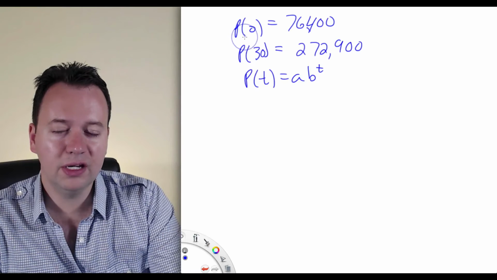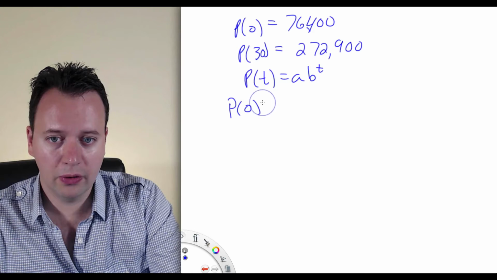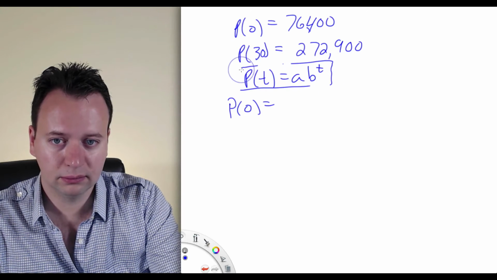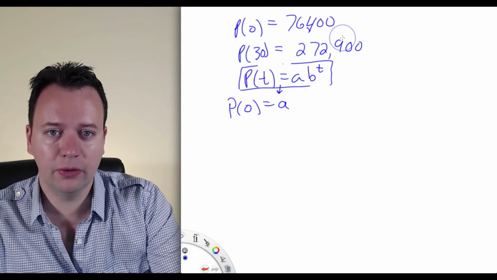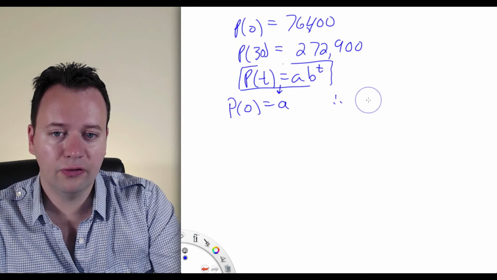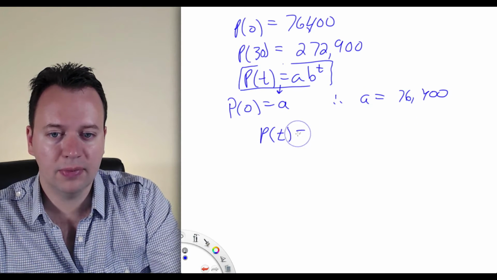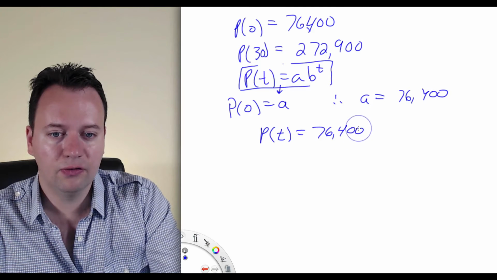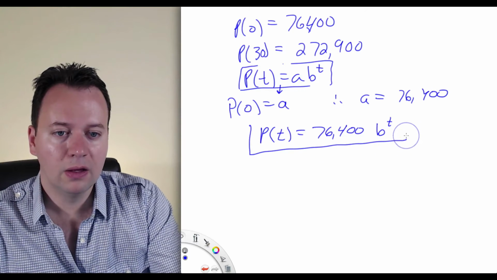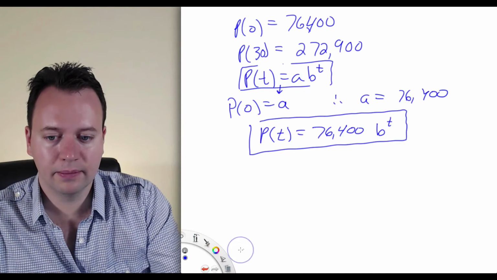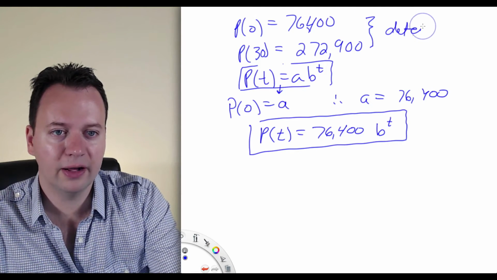So the P of 0 is what reveals the initial condition a. Now, P of 0, using the formula, would just be a. But we also know that P of 0 is 76,400. So therefore, a has to equal 76,400. And our formula now just looks like P of t is equal to 76,400 times some number b, the growth factor, to the power of t. So now we have to use the second data point, or maybe even the first and the second, to determine the growth factor.